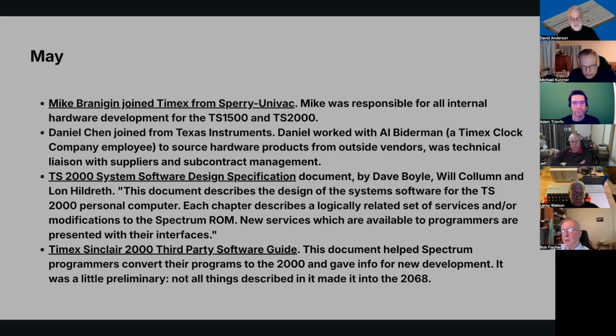But this was necessary for Timex to get out because they wanted to encourage people who had written Spectrum software to start adapting it for the 2000. That was the whole point of this document: you are a person who wants to develop software for the 2000, and we're going to give you as much support as we can as early as possible. A lot of the content from this document ended up in, for instance, Jeff Mazur's book, the intermediate advanced guide to the 2068.